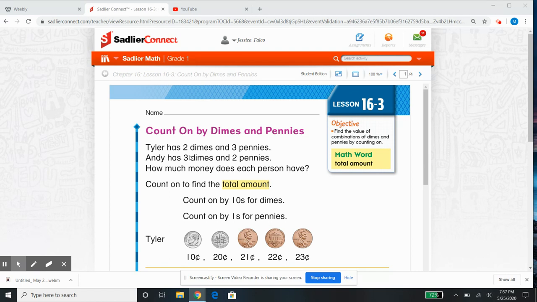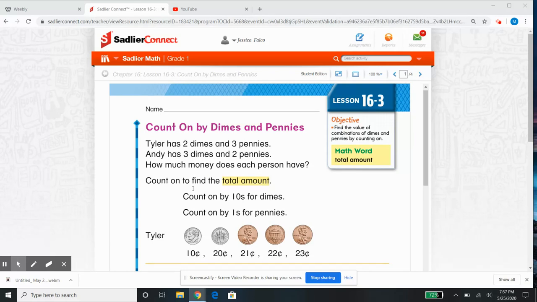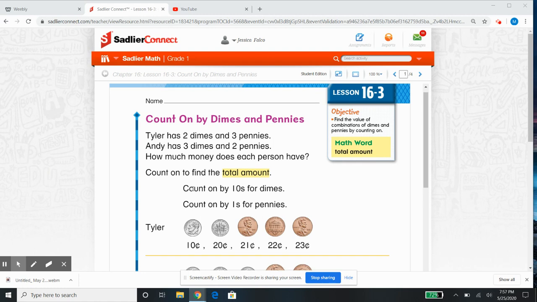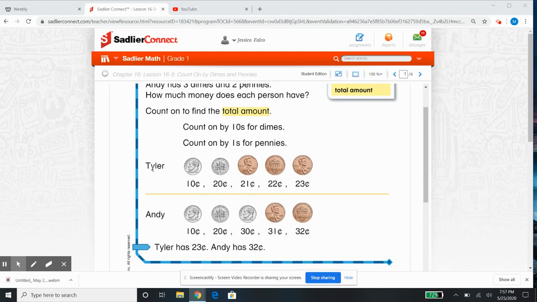Read this carefully. How much money does each person have? Count on to find the total amount. I don't want you to just try this in your head. I really suggest you draw a picture for this problem, okay? It's separating it by Tyler's amount and Andy's amount. It says count on by tens for dimes and count on by ones for pennies. We know that a dime is worth 10 cents, and we know that a penny is worth 1 cent.